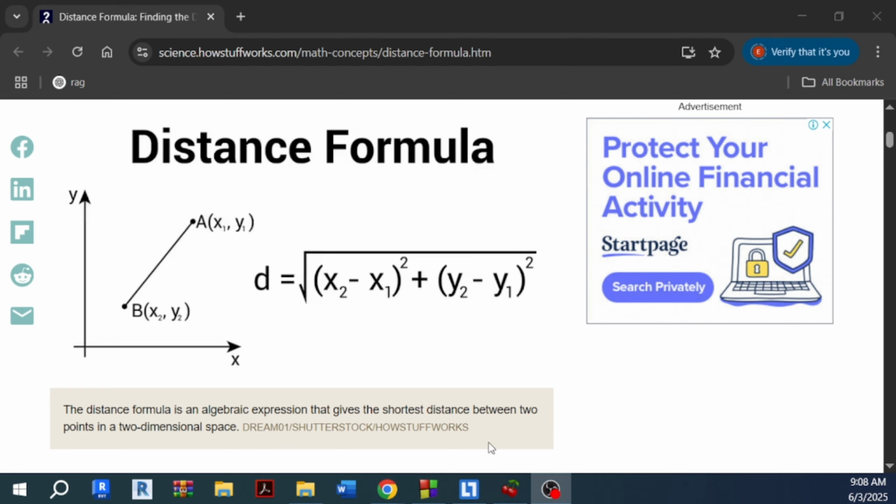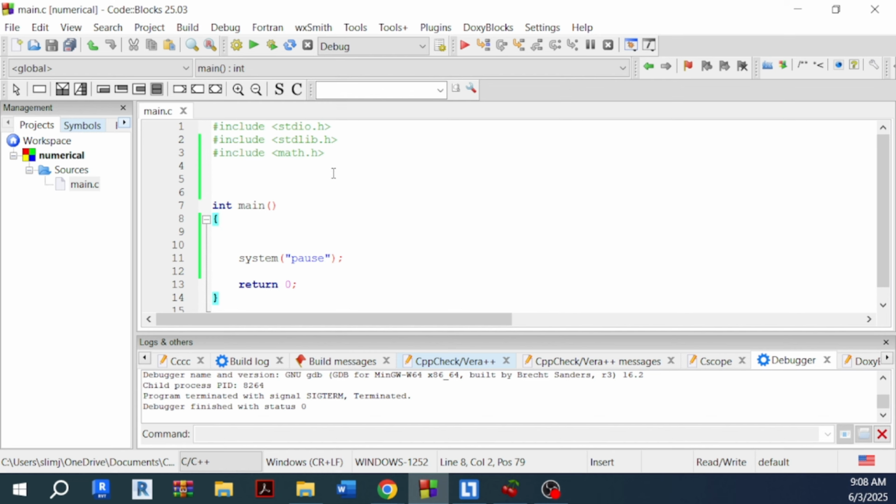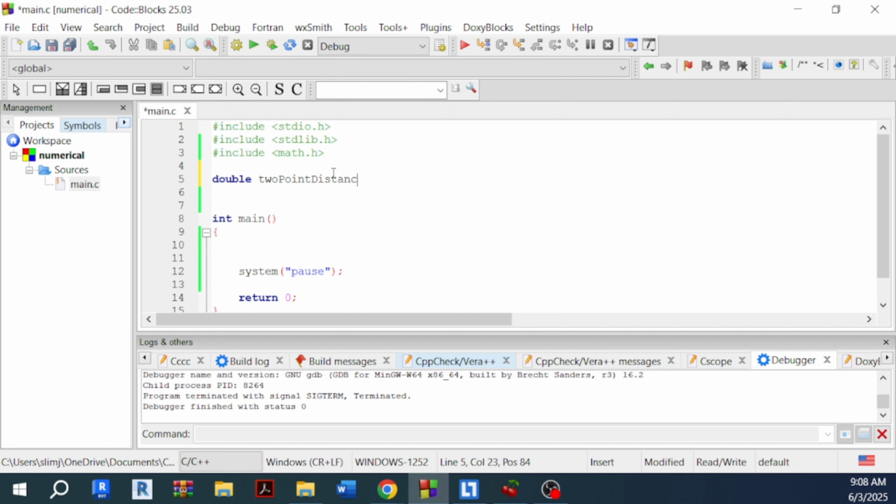So let's do it in C. At first, I'm gonna write a function that will give us the distance, double two-point distance. It will get in the caller 3 variables. 2 are vectors. Each vector is the coordinates of each point. So double A, double B, and the length of the vectors, of each vector actually. They should be of the same length.